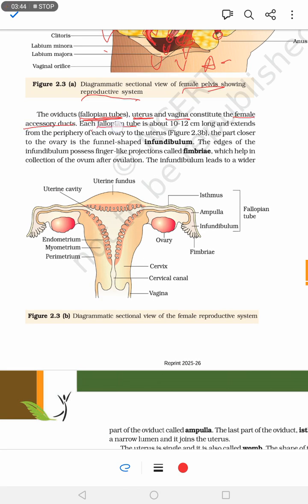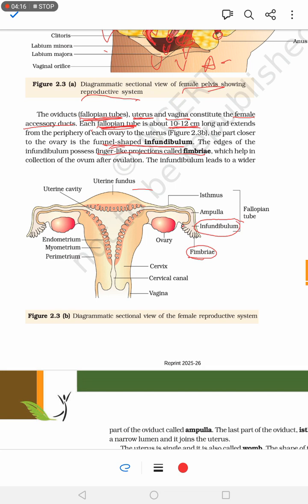So the fallopian tube is 10 to 12 centimeter in length. It extends from the periphery of each ovary, like in the diagram you can see, to the uterus. Okay, it connects the ovary to the uterus. So the part closer to the ovary is a funnel shaped infundibulum, and the edges of the infundibulum possess finger like projections called the fimbriae. So this is the fimbriae, then infundibulum.